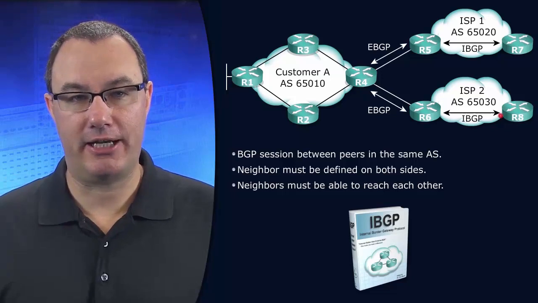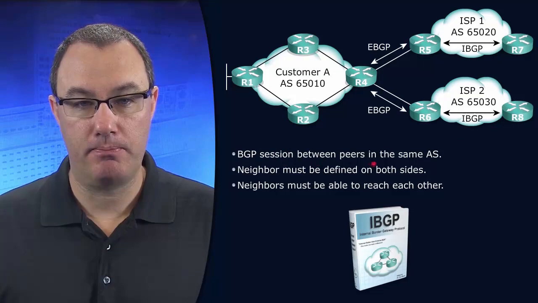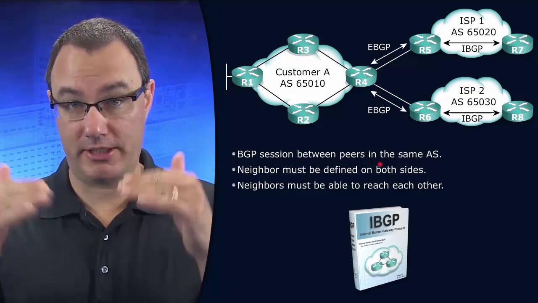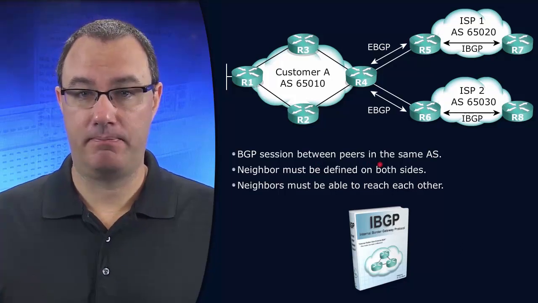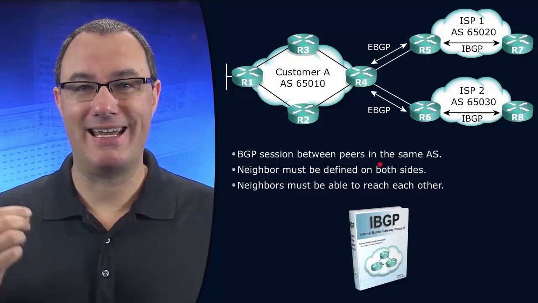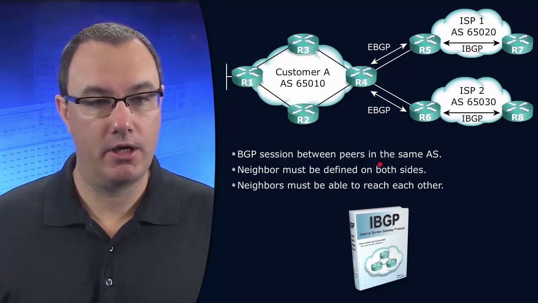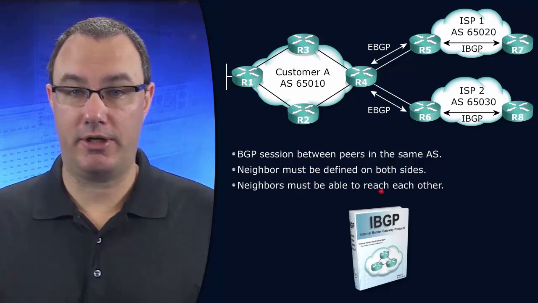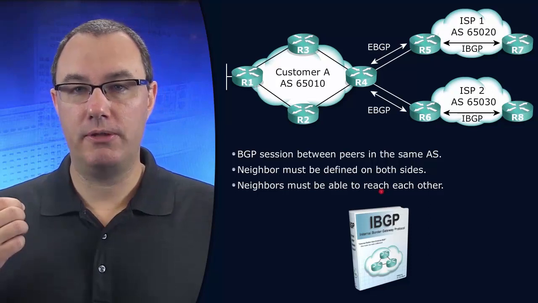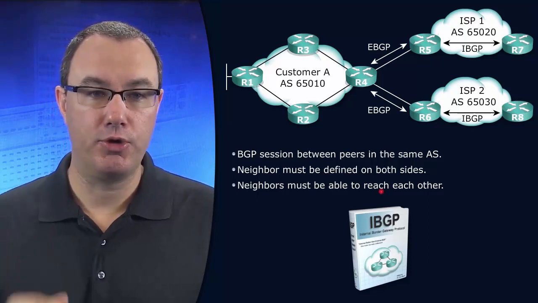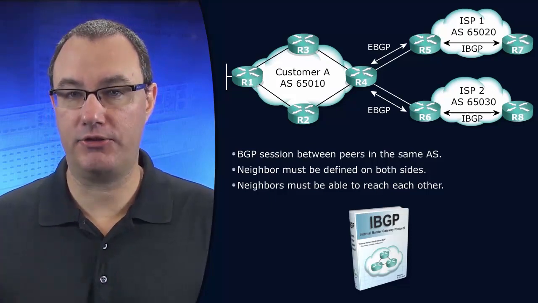I want you to understand that when we're setting up internal BGP, both neighbors have to be pointing to one another. That's the same as eBGP. You have to have explicitly configured neighbor statements. You point to them, they point to you. The neighbors must be able to reach one another. That's no surprise. But a true BGP implementer would need to teach you more than just this. And let's do that.